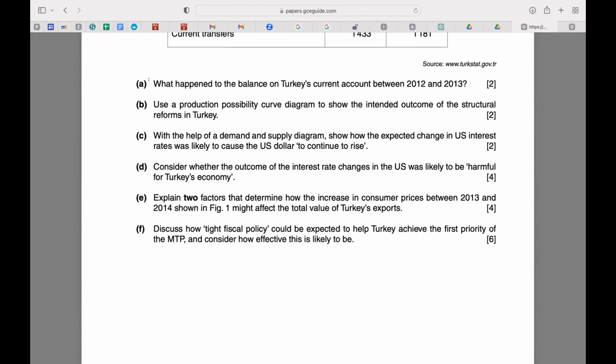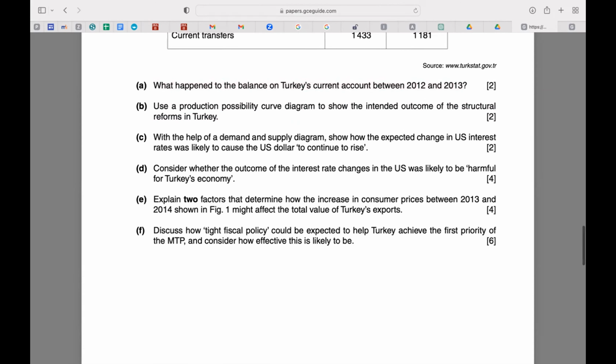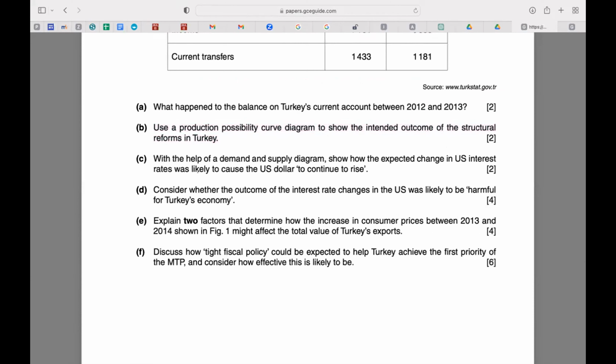Okay. So the first question is something that we have not studied yet. The second question: use a production possibility curve diagram to show the intended outcome of the structural reforms in Turkey. You must have studied production possibility curve in your microeconomics course. Do you think you can do this question right now? Do you have an idea of how you would do this question? Miss, because right now I'm really rusty with Unit 1, and I'm going to go over Unit 1. So right now, I don't think so.